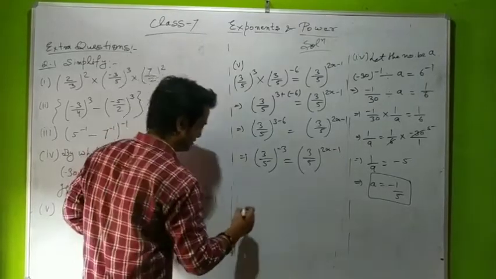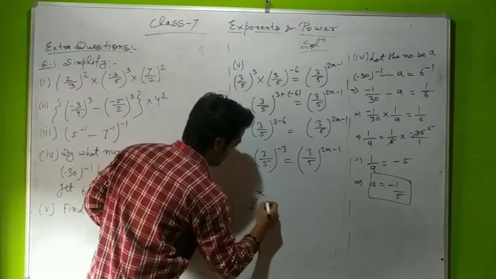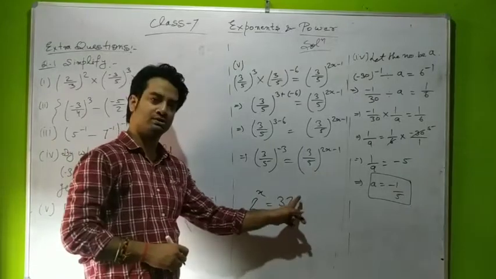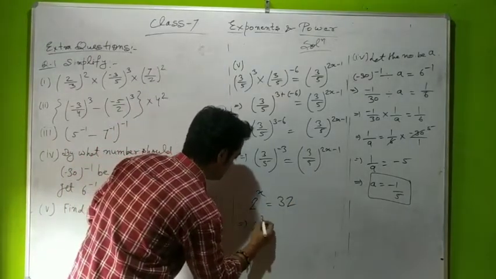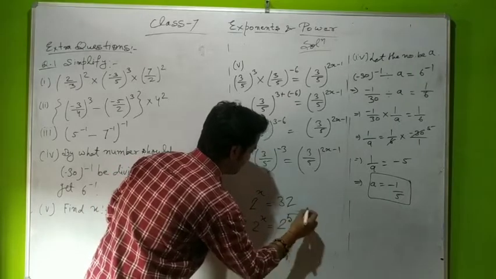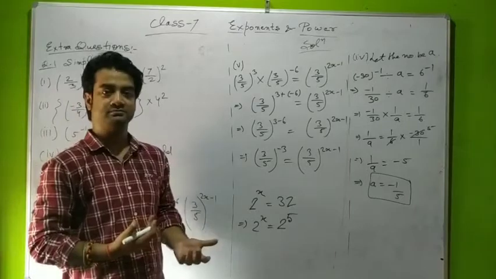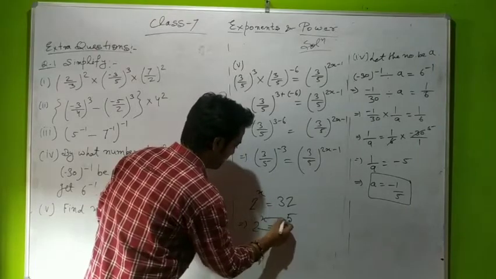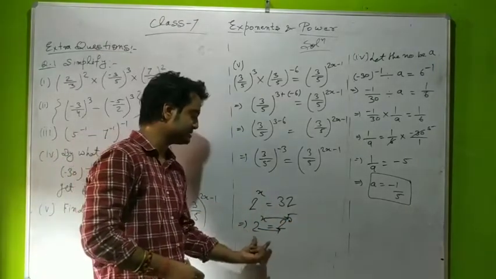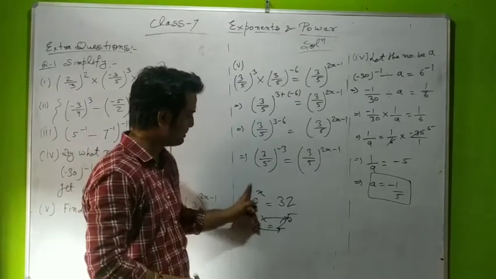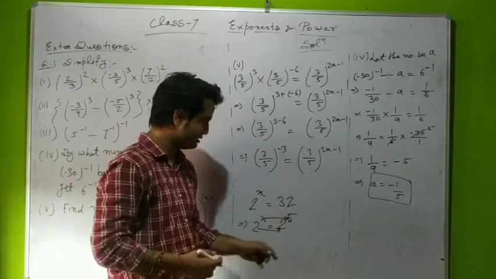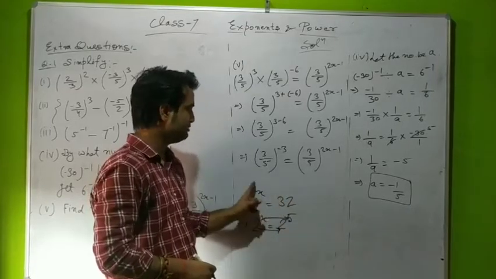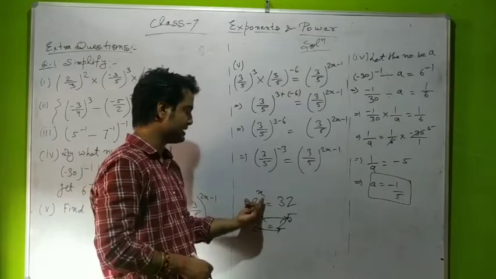Now let us think about one thing. If I am writing 2 raised to the power x equals 32. Okay. 2 raised to the power x equals what? 32. Now 32 can be written as 2 raised to the power 5. So now what will be the value of x? Exactly. If bases are same, then powers will also be same if LHS is equal to RHS. So 2 raised to the power x equals 32 means what? Which power of 2 gives us the answer 32? So the fifth power of 2 gives us the answer 32. So clearly x will be equal to 5.